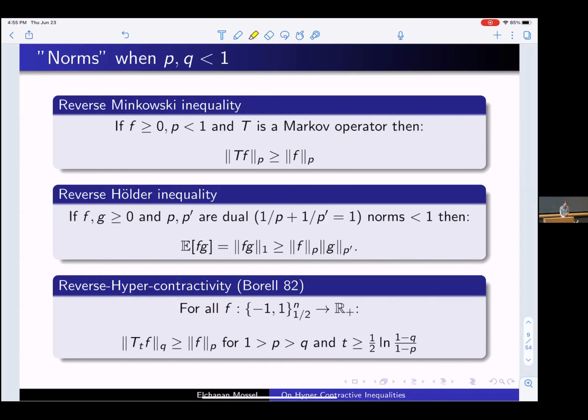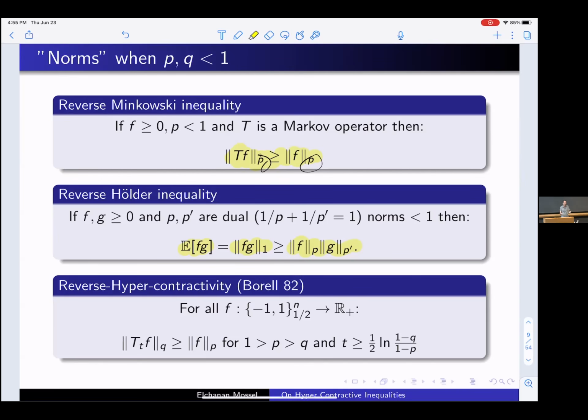And this translates more generally. If you average, if T is a Markov operator, you get this inequality here: the p-norm of Tf is greater than the p-norm of f. This is not the inequality that I've shown you before, because here it's the easy case where the norms are the same. p and p here are the same. So for the same norm, if you average, it's getting bigger. Similarly, if you look at Cauchy-Schwarz or Hölder's inequality, it also goes in the other direction. So if you look at the expected value of fg, because these are positive functions, it's bigger than or equal to the p-norm of f times the p-prime norm of g, where p prime is the dual norm. So it again goes in the opposite direction.